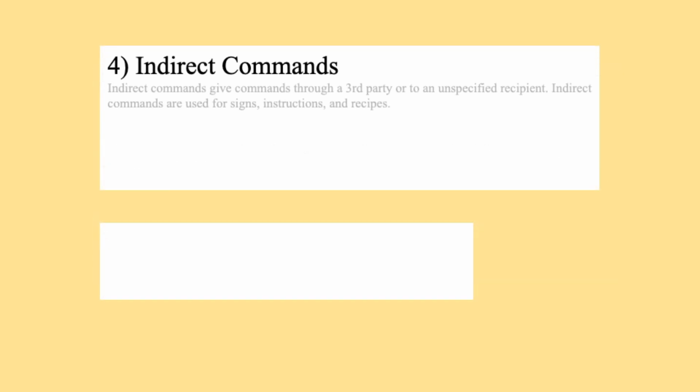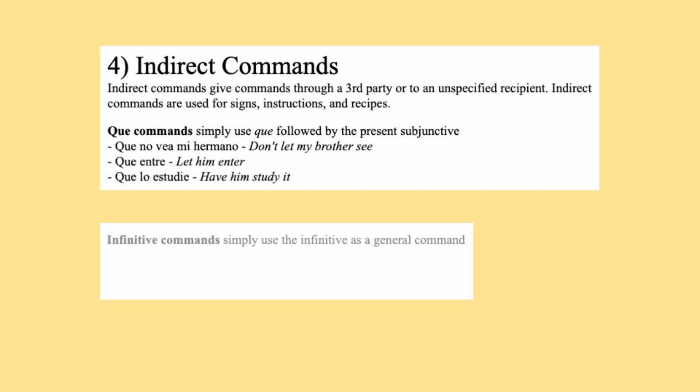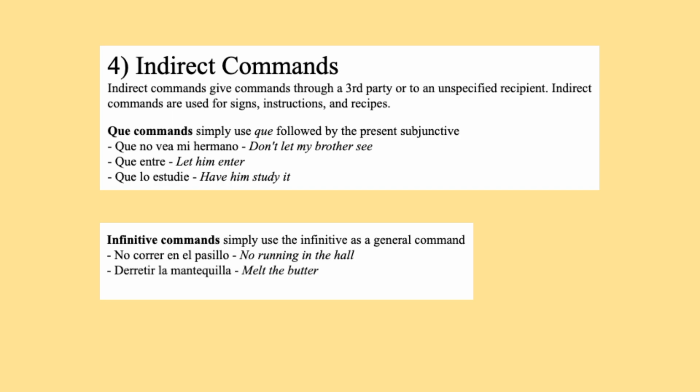Indirect commands give commands through a third party or to an unspecified recipient. These would be used for signs, instructions, or recipes, situations like that. Que commands simply use que, followed by the present subjunctive. Que no vea mi hermano. Que entre. Que lo estudie. And infinitive commands simply use the infinitive as a general command. No correr en el pasillo. Derretir la mantequilla. Ver página 20.